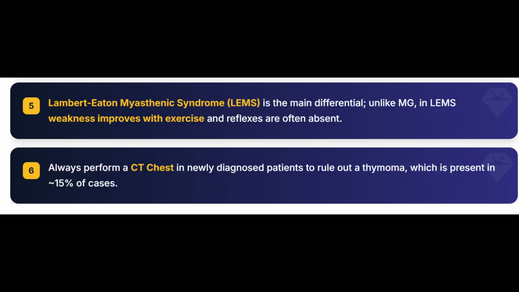Finally, differentiate MG from Lambert-Eaton. In LEMS, unlike myasthenia, weakness actually improves with exercise, and reflexes are typically absent. Keep these distinctions in mind for the exam.